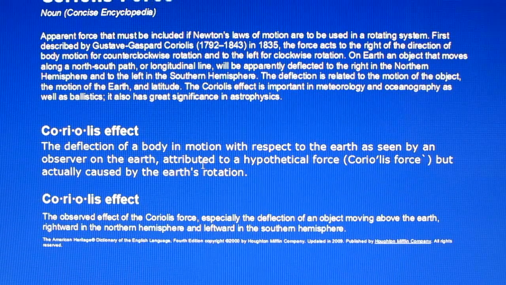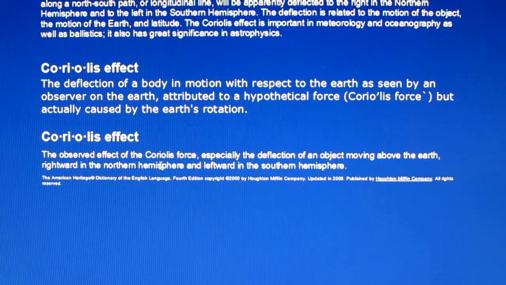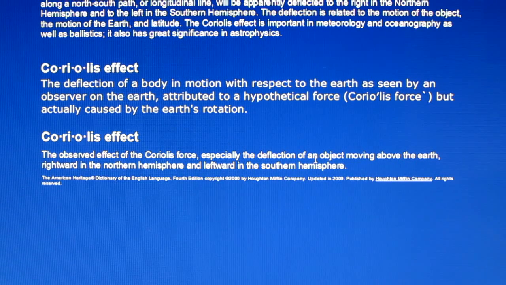These other definitions do reinforce the idea that it's a hypothetical force. It's not truly a force. And also, you want to note that in the northern hemisphere, your deflected objects are always going to be to the right as far as your horizontal correction. And in the southern hemisphere, it's always going to be to the left.